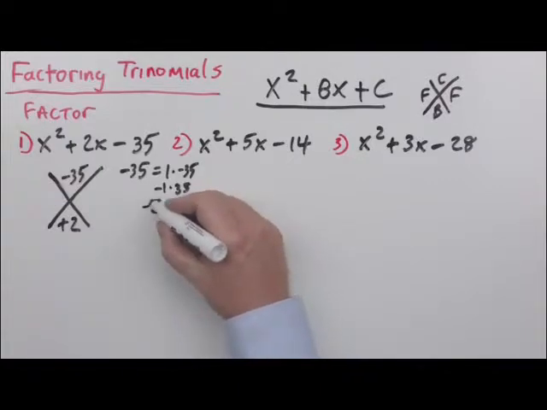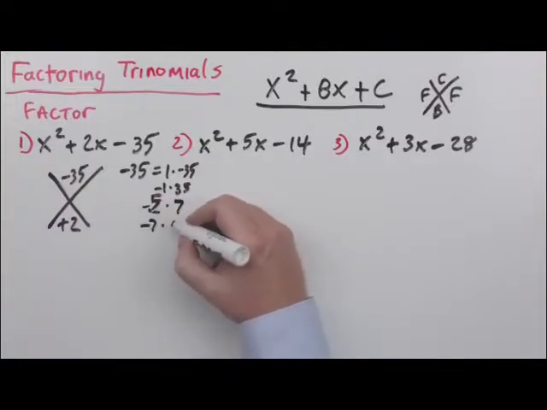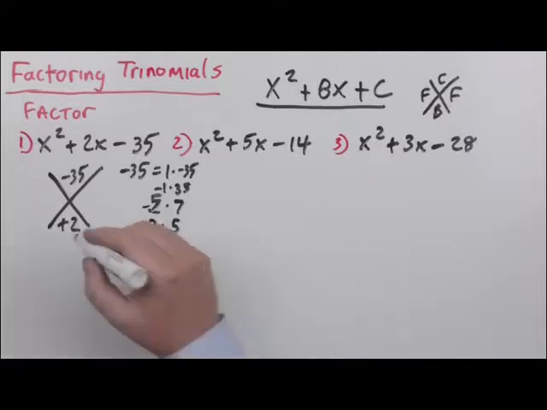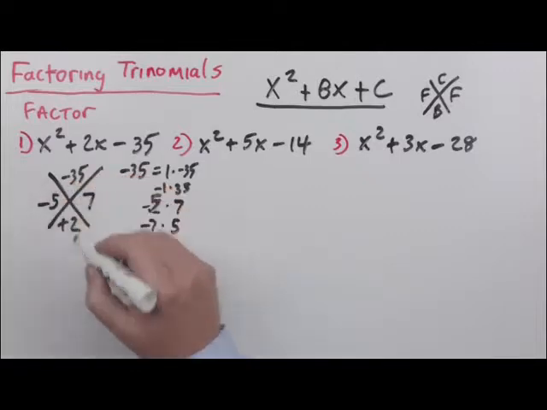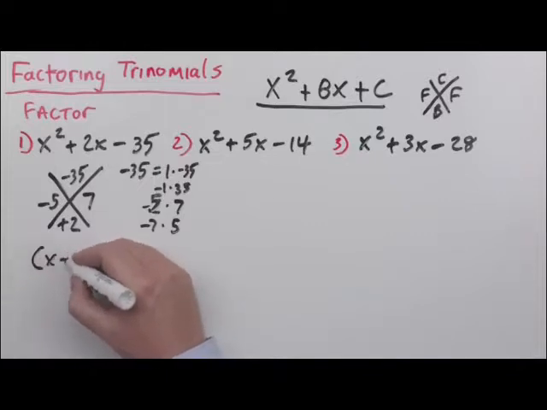Wait, I meant negative 5 times 7. Let's see. Negative 7 times positive 5. Which of those adds to negative 2? Oh, it's negative 7, positive 5. Actually, I'm sorry. It's negative 5, positive 7. Great. So my factors here are x minus 5 and x plus 7.